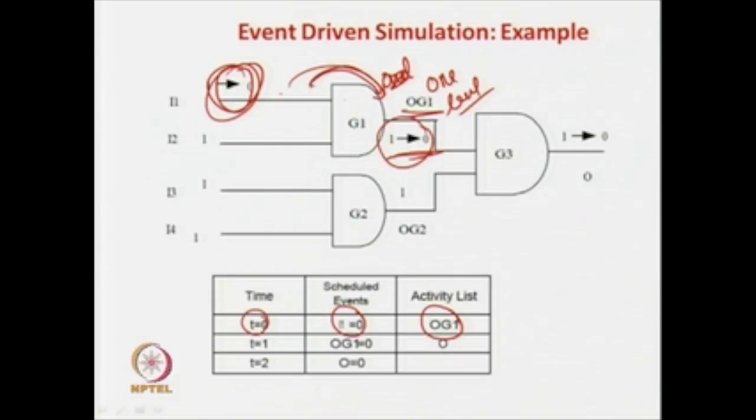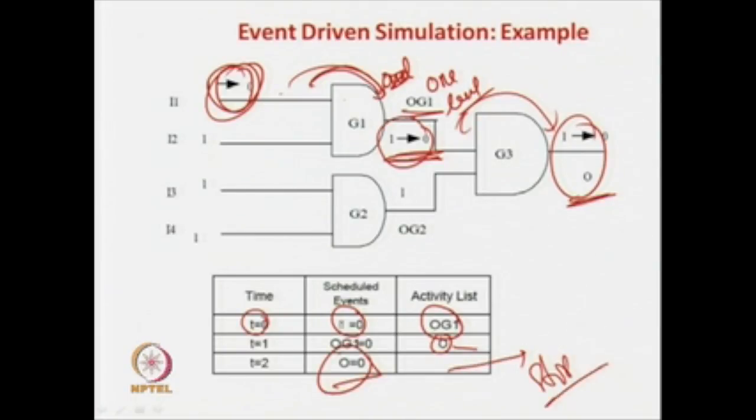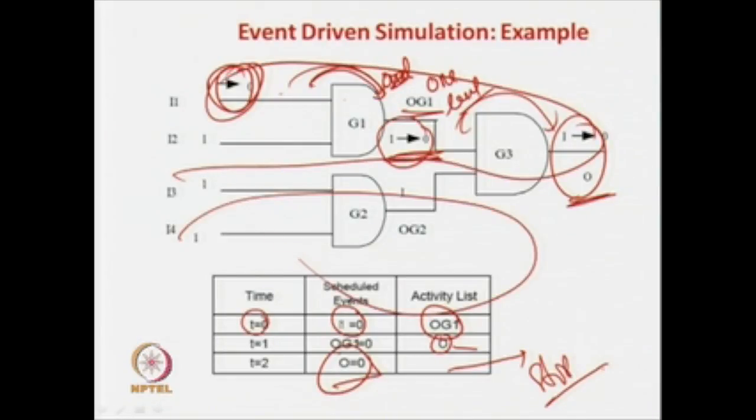OG1 changes from 0 to 1. So only the output of this one will be in the activity list, because only one level is allowed. This change is there, so it will come in the activity list. Then this evaluates to O equal to 0 and there is nothing in the activity list, and you stop. So you require only a very small number of computations, and no computation is required for the rest.